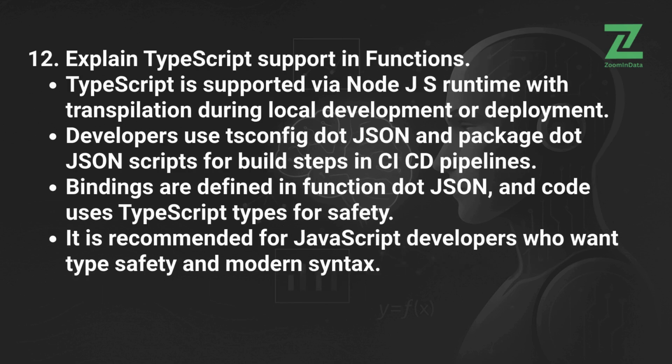12. Explain TypeScript support in functions. TypeScript is supported via Node.js runtime with transpilation during local development or deployment. Developers use tsconfig.json and package.json scripts for build steps in CI/CD pipelines. Bindings are defined in function.json, and code uses TypeScript types for safety. It is recommended for JavaScript developers who want type safety and modern syntax.